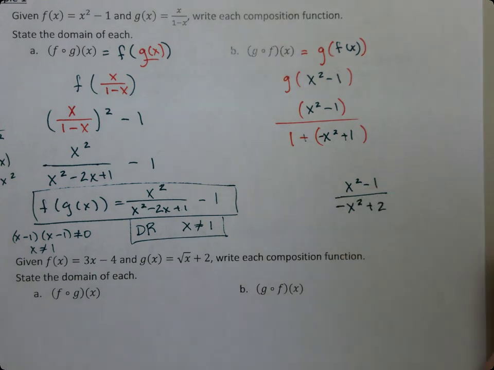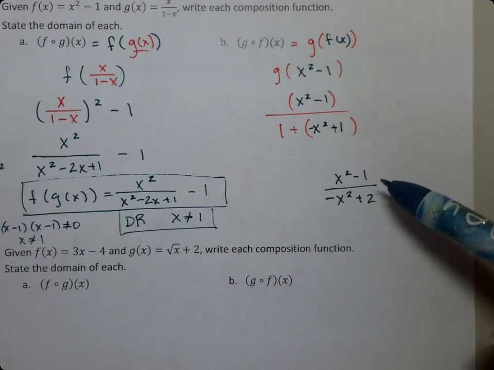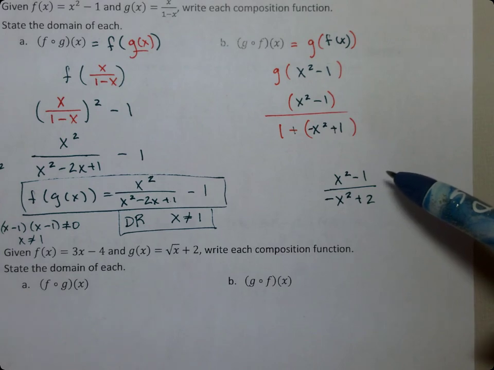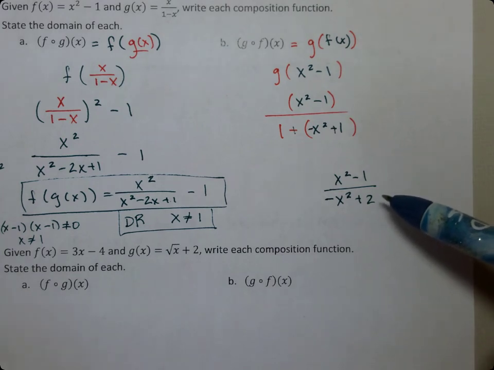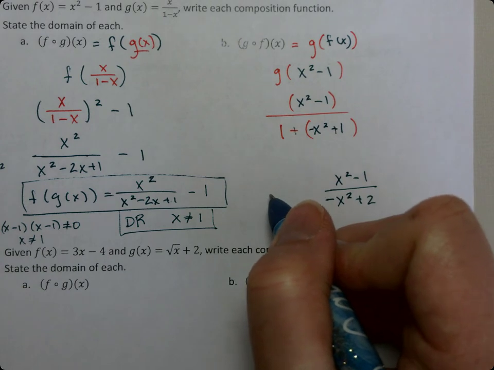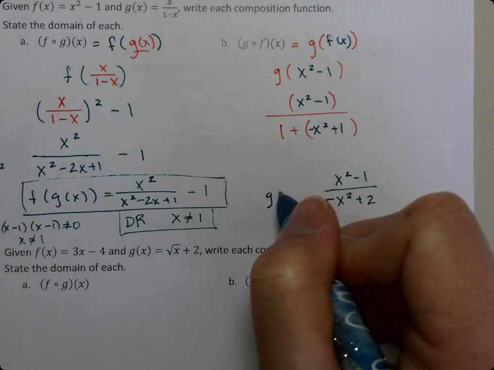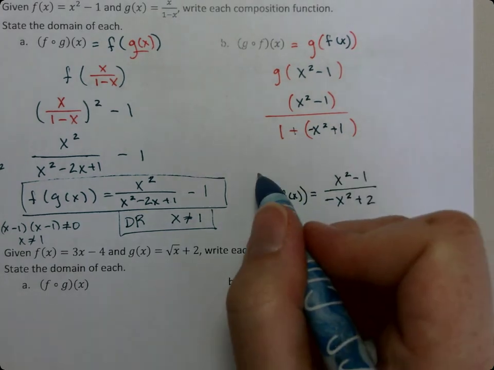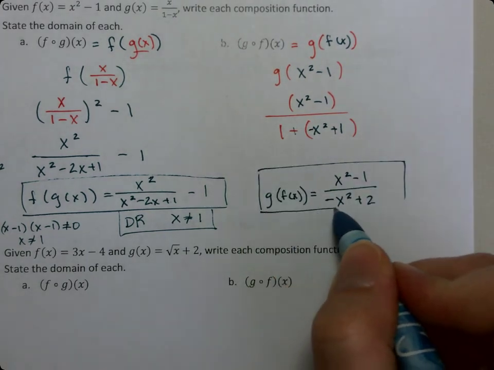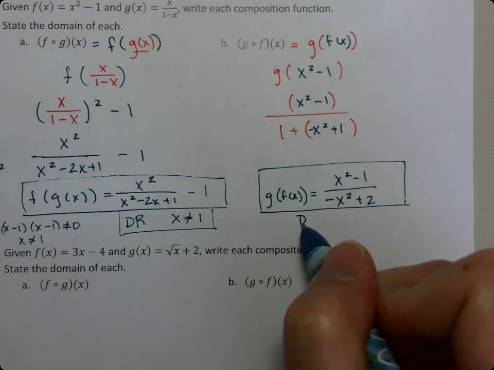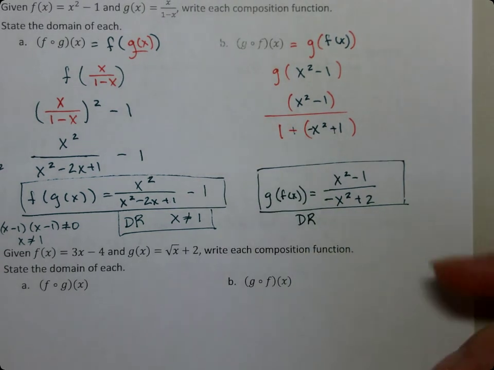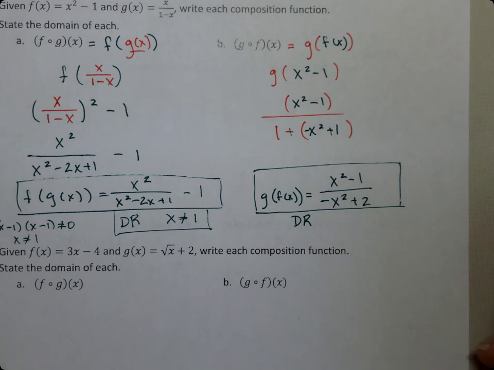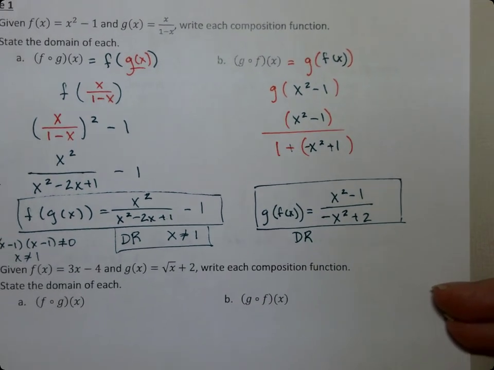Now, you would double check, could you factor and cancel? This top factors x plus 1, x minus 1, but nothing cancels. Okay, so this is my composition, g of f of x, but I still need a domain. So I'm going to say my domain is my domain restriction. I'm going to say what x can't be. Well, same deal. My denominator can't be 0. Agreed? So any ideas?